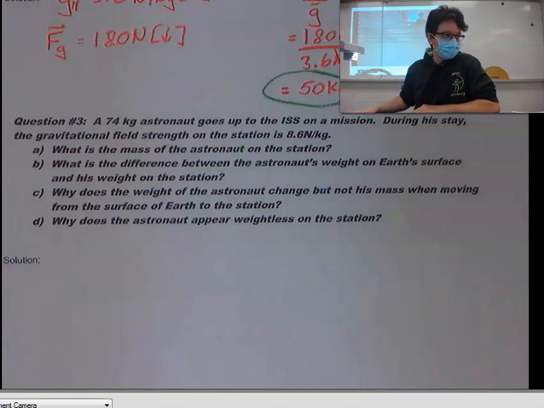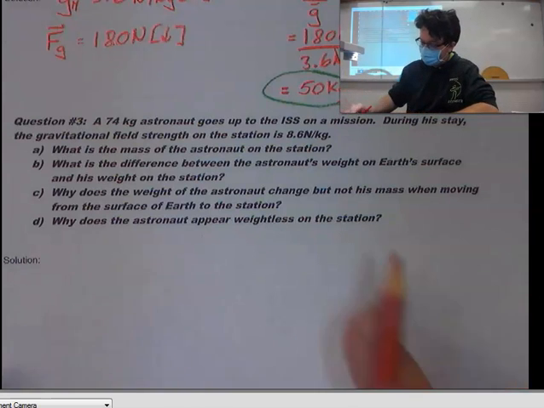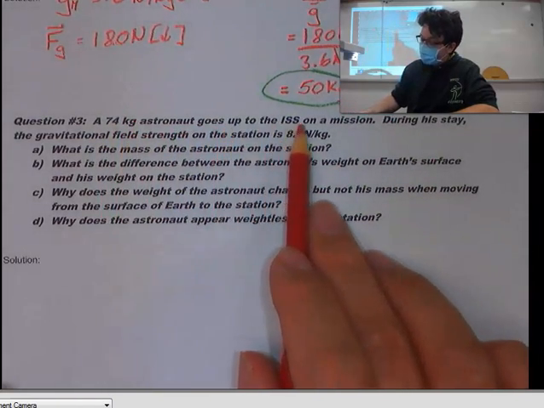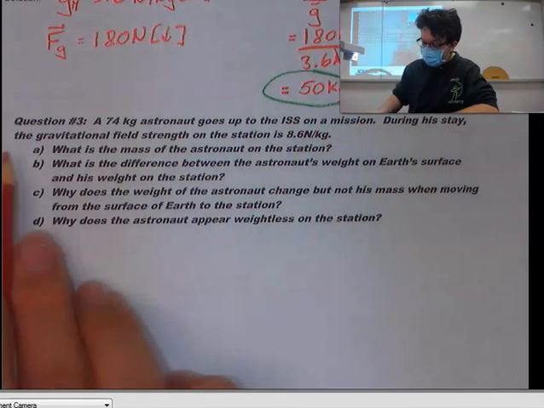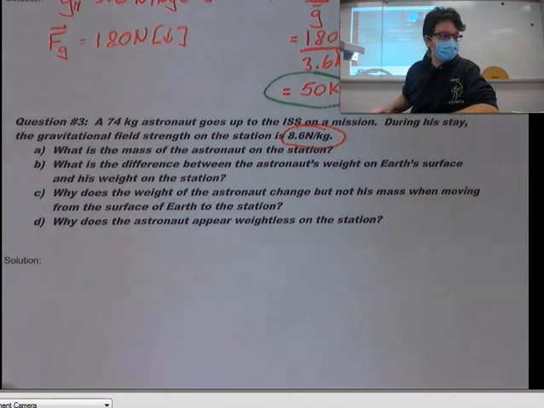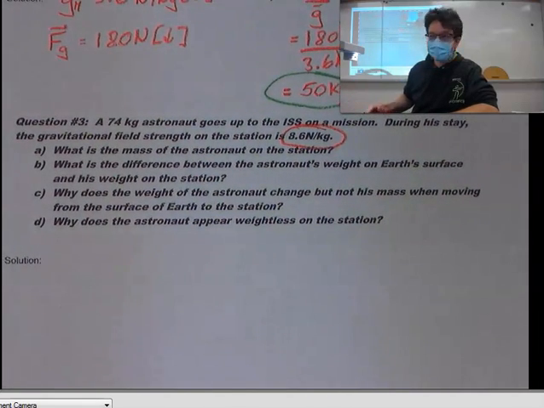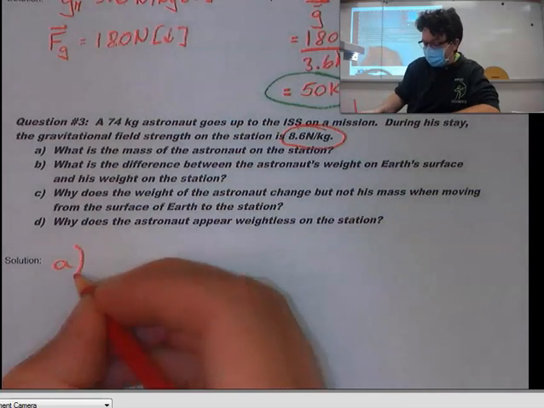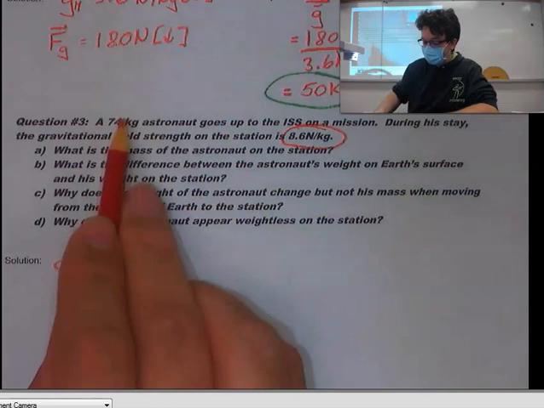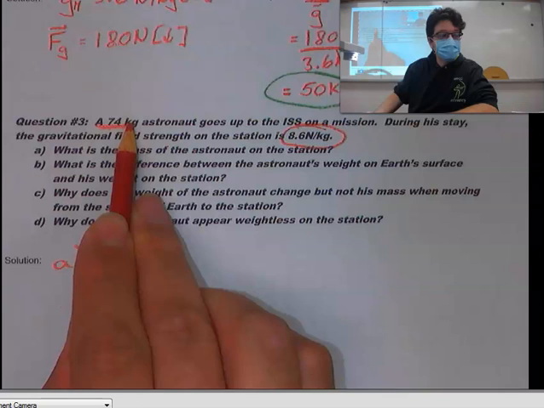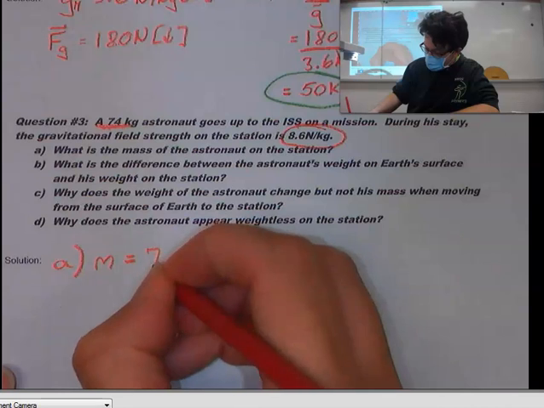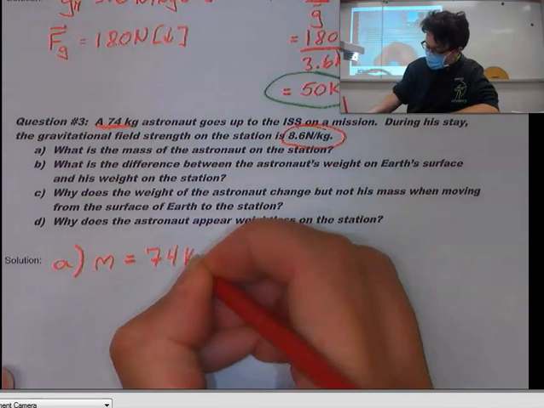Alright, so let's look at the last example for this lesson. Here we have a 74 kilogram astronaut. That seems a little bit more reasonable. Goes up to the ISS on a mission. During his stay, the gravitational field strength on the station is 8.6 newtons per kilogram. So what's the mass of the astronaut? This is almost a trick question. Right? It makes you think like you want to calculate the force of gravity, but they give you the mass right there. 74 kilograms. Okay, so it's my way of testing to see if you really know the difference. So mass is 74 kilograms.